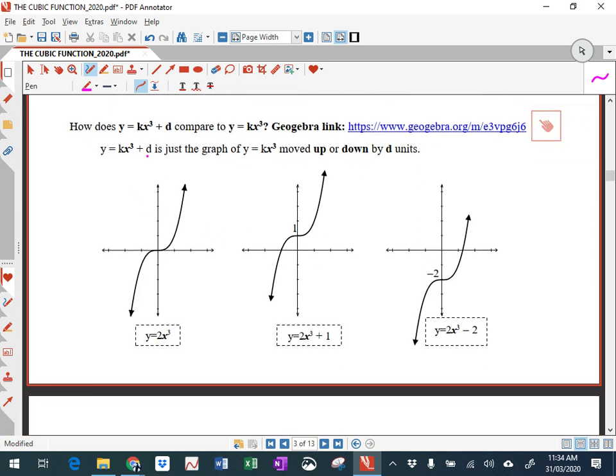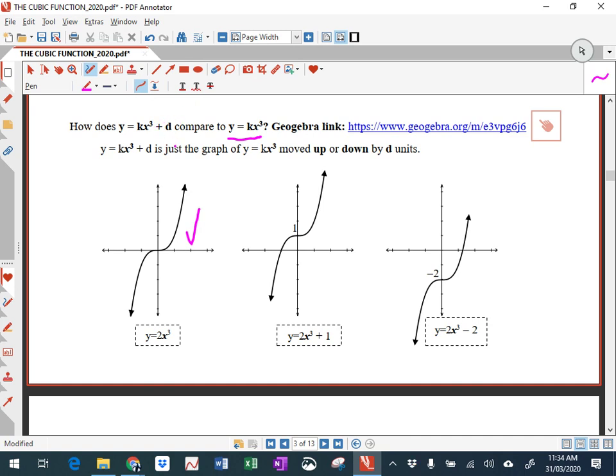Now what happens when we add a constant to the basic cubic? So if I've got kx cubed, what happens when I go plus d? Well, that just moves the basic cubic, so that means this cubic, this one here, just gets moved up or down by d units.